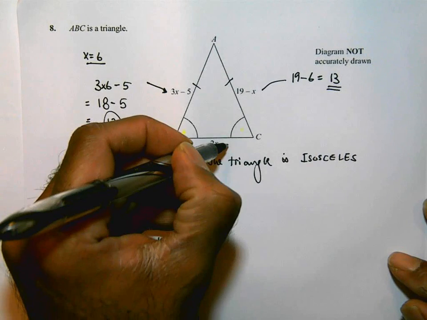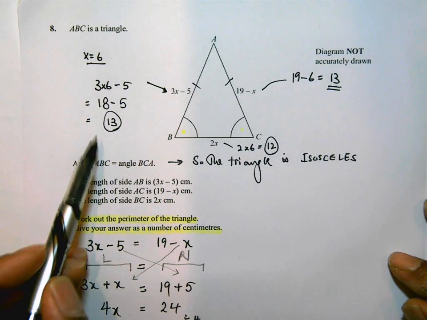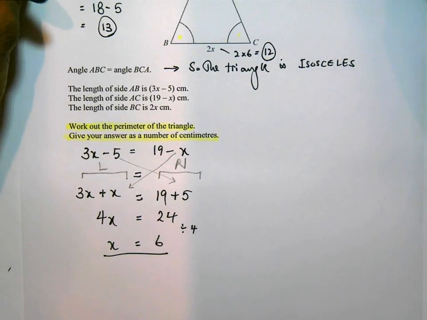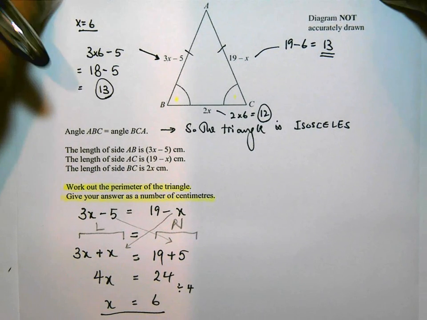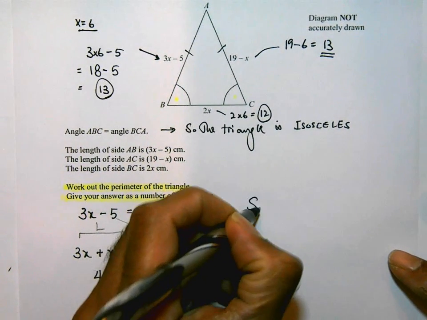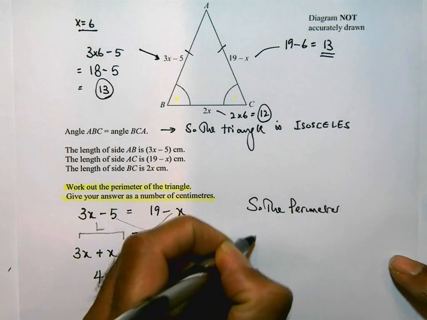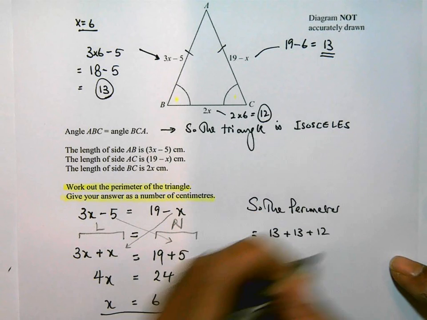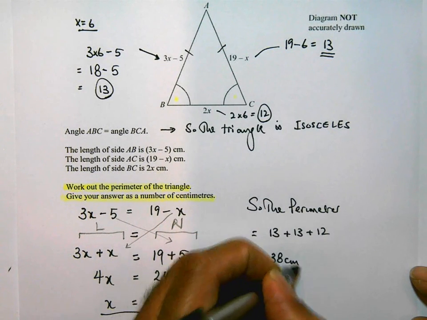So what that means is the perimeter of the triangle, and if I just leave this here, we'll be able to show that working. So the perimeter is equal to 13 plus 13 plus 12. 13 add 13 is 26. 26 add 12 is 38 centimeters. And I'm going to write that in the answer space, and this should be enough to get me full marks in this question. 38 centimeters.